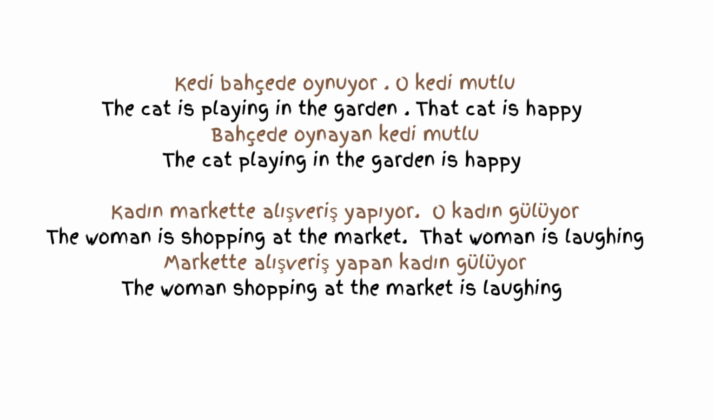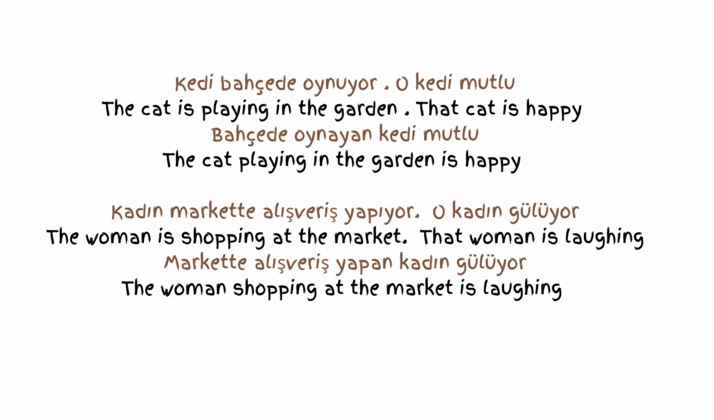Kedi bahçede oynuyor. The cat is playing in the garden. Kedi mutlu. That cat is happy. We're talking about the same subject, which is the cat. In the first sentence, we're saying the verb, the action he's doing, which is playing. In the second sentence, we're describing him. That is happy. Mutlu.